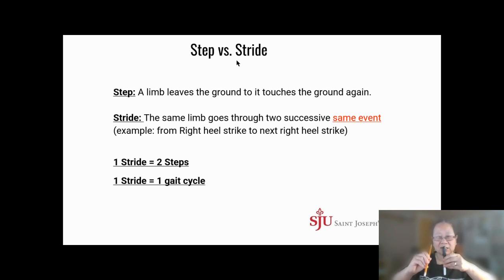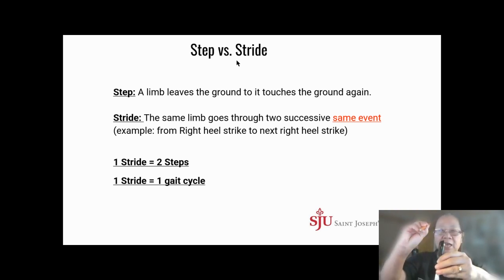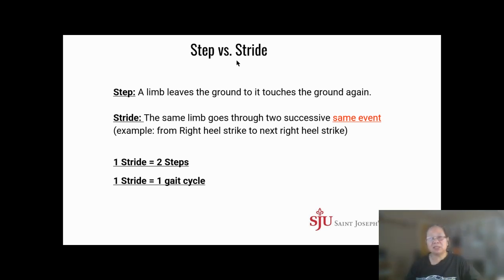Here is the contacting the ground, here's heel strike. So one leg, one event, and then the other leg moves, and the same leg does the same event. The example I gave you is right heel strike to right heel strike again. In short, one stride is two steps, and one stride is one gait cycle.